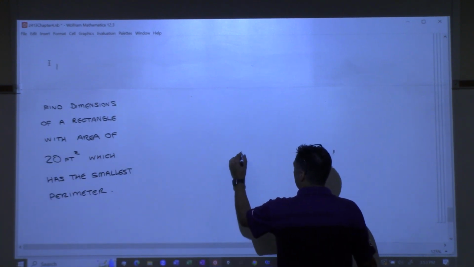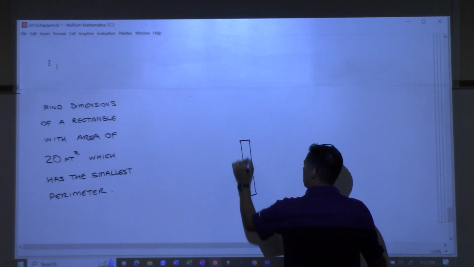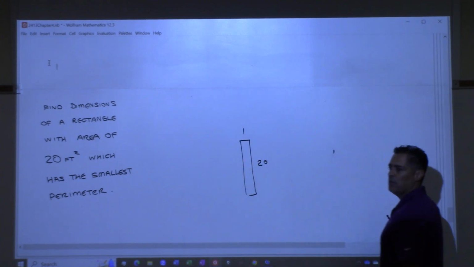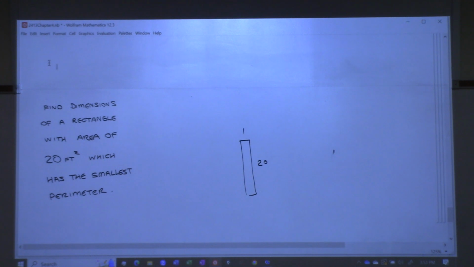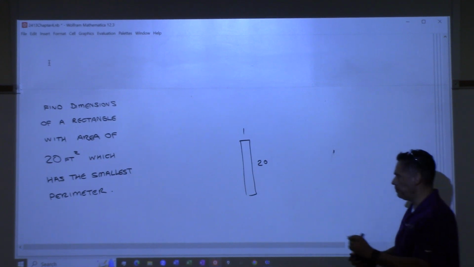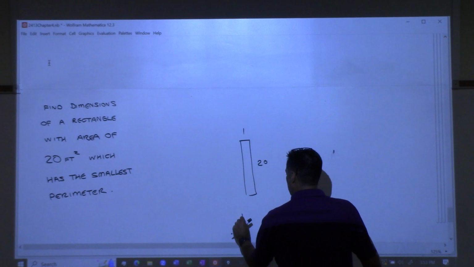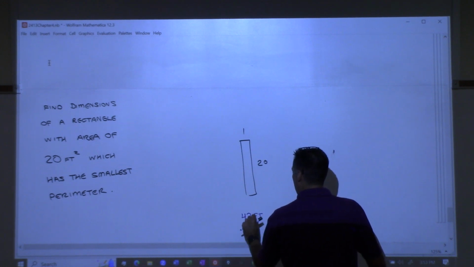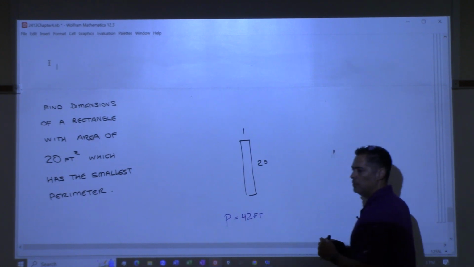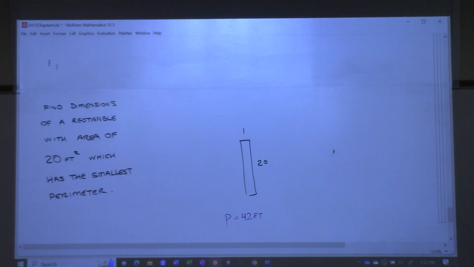What's one way I could do it? That would work, right? That would work. That would have an area of 20, wouldn't it? Now what's my perimeter though? How much string did I use to make that? I used 42 feet, right, would be my perimeter here. Someone give me another way.